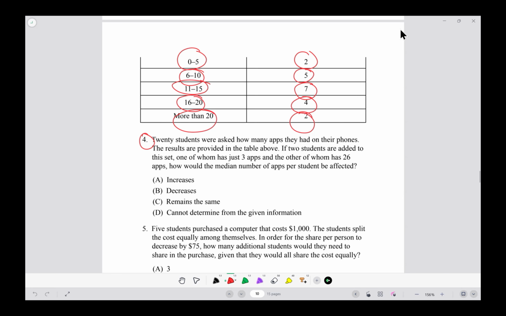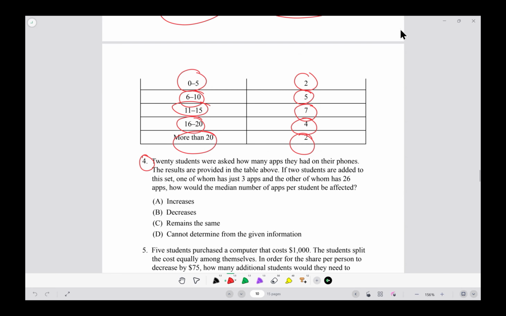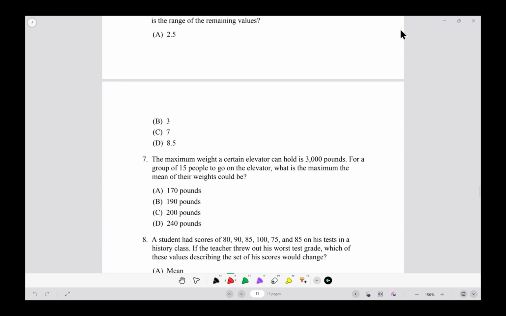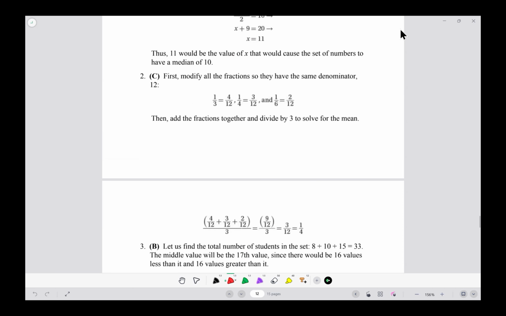If 2 students are added to this set, one of whom has just 3 apps and the other of whom has 26 apps, how would the median number of apps per student be affected? I'm just telling you that one of them has 3 apps and the other has 26 apps. Okay, now let's look at how the problem is to be solved.